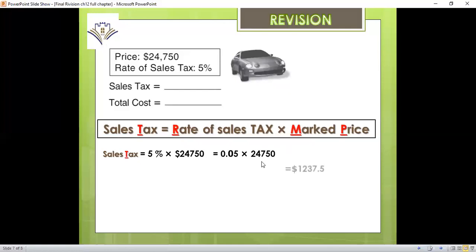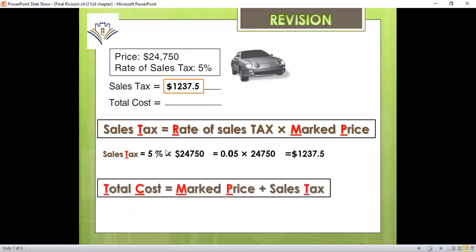By multiplying, the result is equal to $1,237.5. This amount is the sales tax. We need to calculate the total cost. The total cost, look at this formula: total cost is equal to market price plus sales tax.